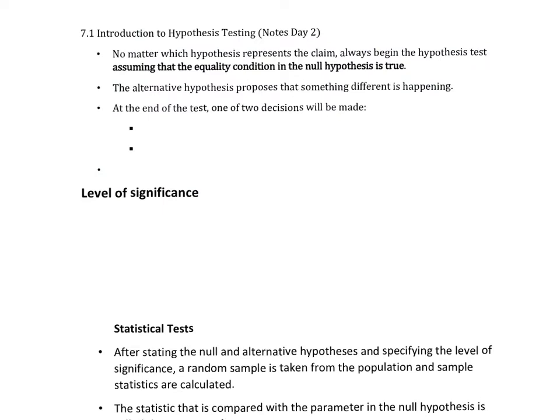Okay. So, no matter which hypothesis represents the claim, because remember, it could either be the null hypothesis or the alternative hypothesis, depending on what's given to you and what kind of sign is given to you, whether it's a statement of equality or inequality, you always have to start your hypothesis test by assuming that the equality condition in the null hypothesis is true. So essentially, we're just going to start off by assuming that the null hypothesis is true. The alternative hypothesis is a proposition that something different is going on.